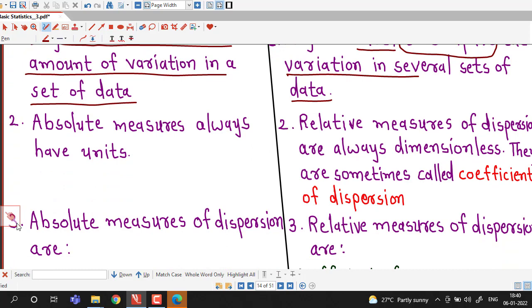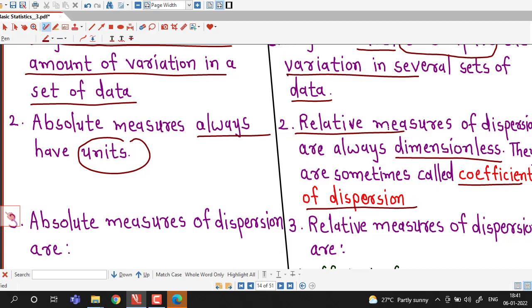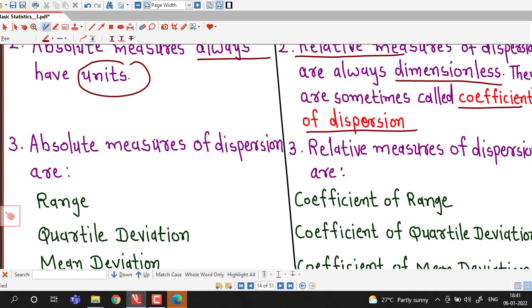The second difference is that absolute measures always depend on units and relative measures are always dimensionless. They are sometimes called coefficients of dispersion. So we will remember that relative measures do not have units, they do not depend on units. Absolute measures always depend on units.